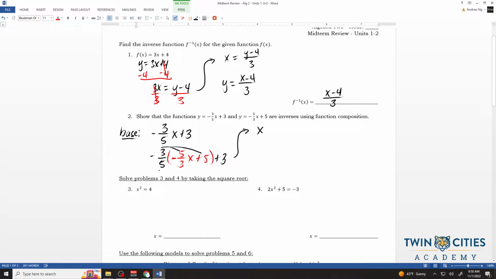Then distribute negative 3 over 5 to 5. Negative 3 times 5. So I take this and I multiply it to just the numerator. That's going to be negative 15 over 5. So minus 15 over 5. And I still have this plus 3 at the very end. Well, 15 over 5 is 3. So this is x minus 3 plus 3. And then once I combine these, negative 3 plus 3, that's going to go to 0. I'm left with just x. So yes, they are inverses of each other.